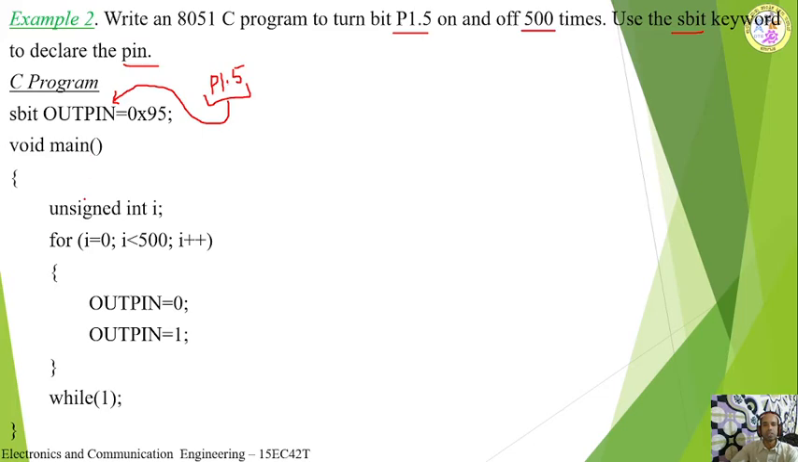Then void main, unsigned int I, I will declare one variable I, and for I is equal to 0, I less than 500, I plus plus, out pin is equal to 0. What is out pin now? P1.5. P1.5 became 0. Again P1.5 is 1. So when P1.5 is 0, this pin is off, and when this is equal to 1, this is on condition. So what we need to do, turn bit P1.5 on and off for how many times? 500 times. That's why these two are repeated for 500 number of times. Therefore this loop is repeated for 500 number of times.